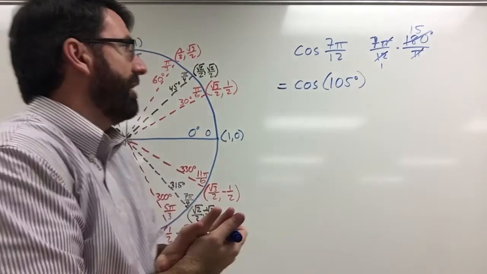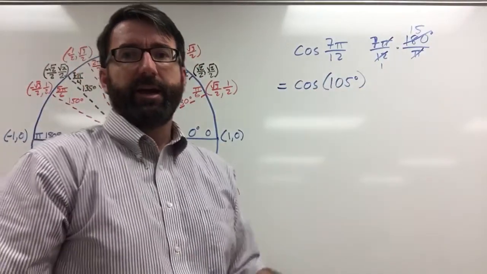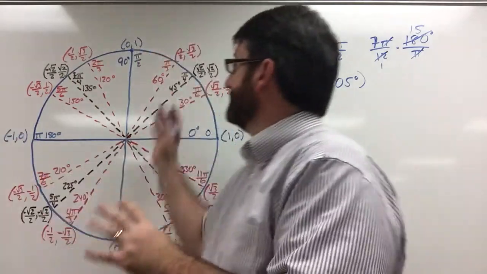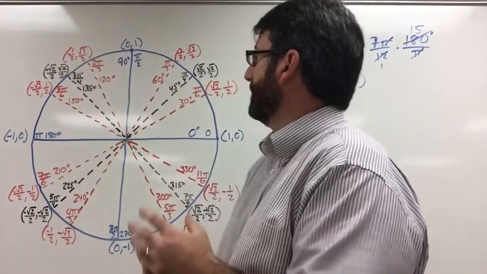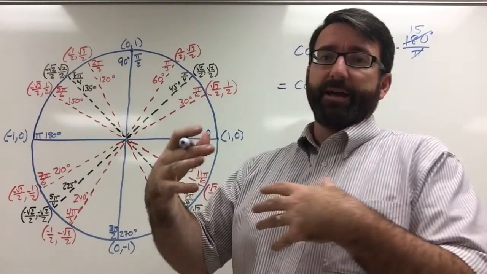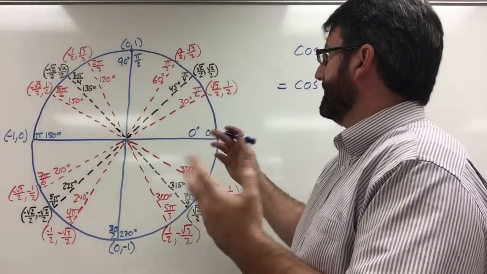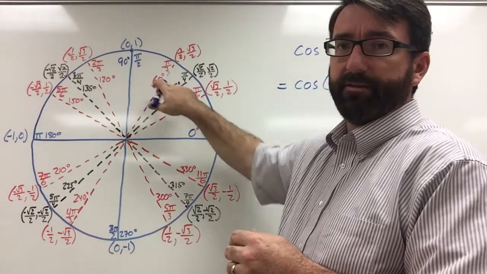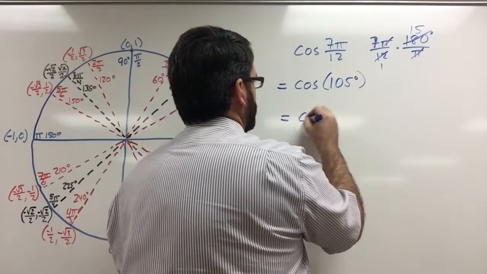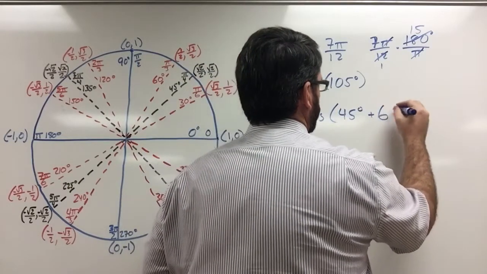All right, now we need to write this 105 degrees as the sum of two angles that are on our unit circle. 105 degrees is not on our unit circle. It's between 90 and 120. But we can find two angles that add to 105 that are on our unit circle. The easiest would be 45 and 60. 45 plus 60 is 105. So let's rewrite this as the cosine of 45 degrees plus 60 degrees.